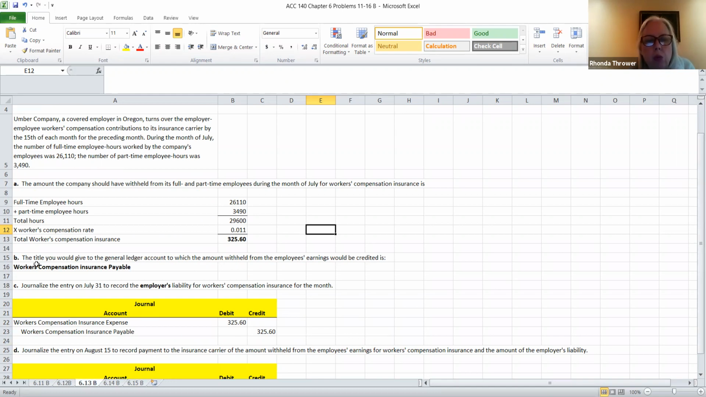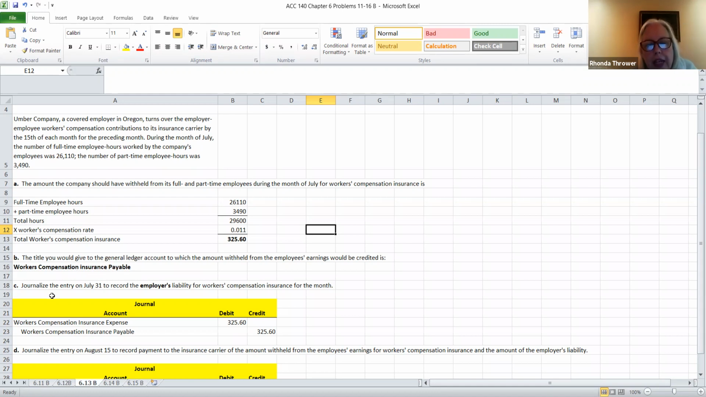Now for B, they wanted the title you would give to the general ledger account to which the amount withheld from employees' earnings should be credited. The name of this ledger account is workers' compensation insurance payable. It's a liability account. Anytime you see the word payable, it means that you owe the workers' insurance. And so it would be credited to the liability account.